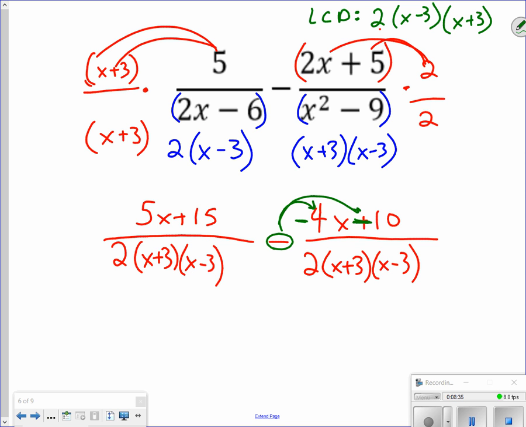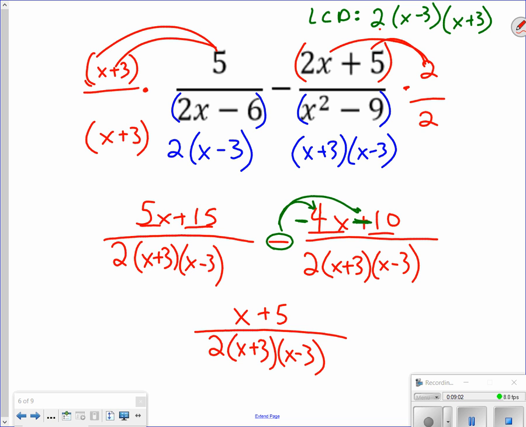So now, I've got the common denominator, 2 times x plus 3, x minus 3. That's my denominator. Up top, then, I want to combine like terms. I'm going to jump right to it. The 5x and the negative 4x gets me just 1x, or x. The 15 and the negative 10 gets me plus 5.